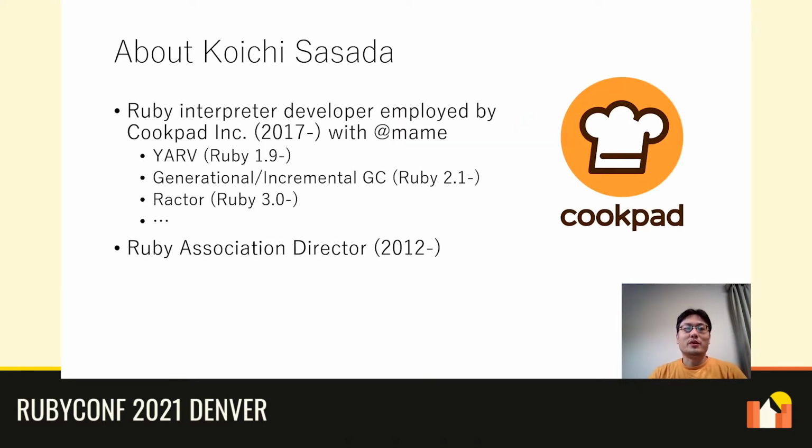Let's introduce myself before the presentation. I'm Koichi Sasada, one of the Ruby interpreter developers. Usually, I develop Ruby internals such as the virtual machine and garbage collector and so on. Last year, I was working on the Ractor implementation for Ruby 3.0. This year, I mainly spent my time making this new debugger.